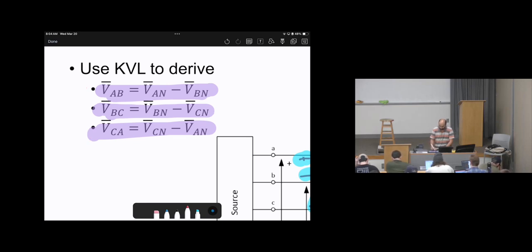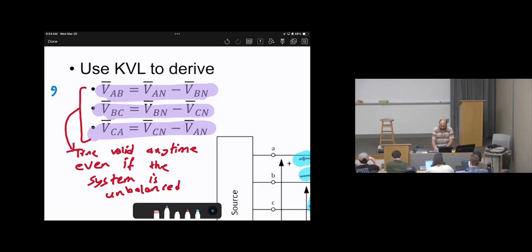Therefore, I used to call these formulas the general formulas, which are basically valid every time. You don't need to worry if the system is balanced or unbalanced. Just VAB, the first letter A minus B. VBC, first letter B minus C. VCA, first letter C minus A. That's how we know it. So you don't need to worry about how to memorize this. VAB is VAN minus VBN, and so on for the others.